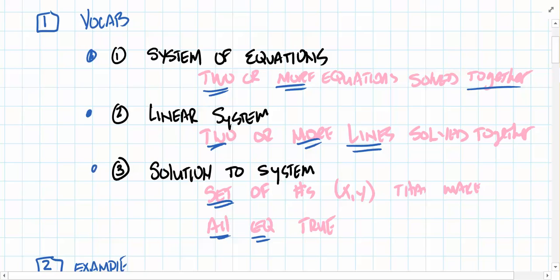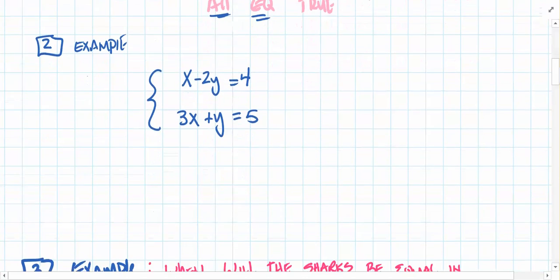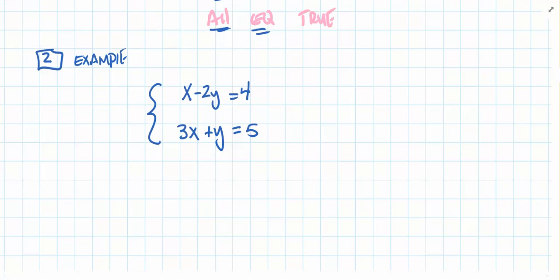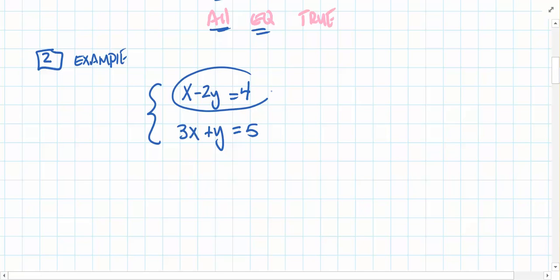So these are the three words or key phrases that we're going to be talking about: a system of equations, a linear system, and the solution of a system. Let me give you an example here in box 2. This is an example of a system of linear equations because I have two equations, this top equation and this bottom equation, and we're solving them both at the same time. What we're doing is looking for when these are true.